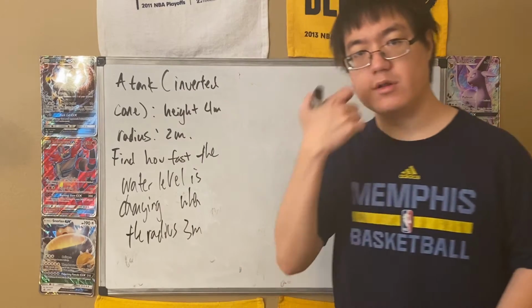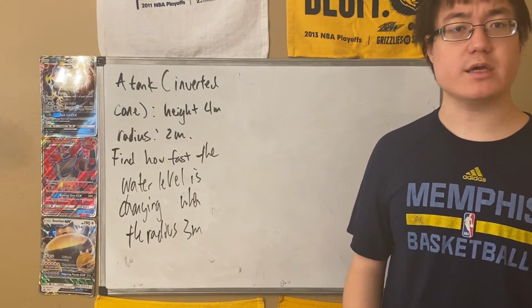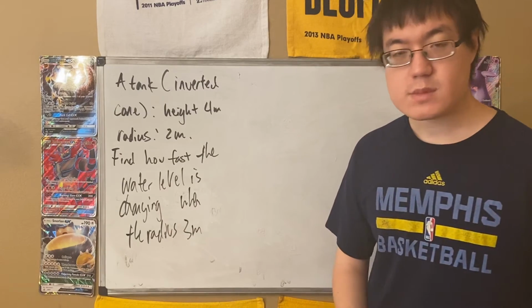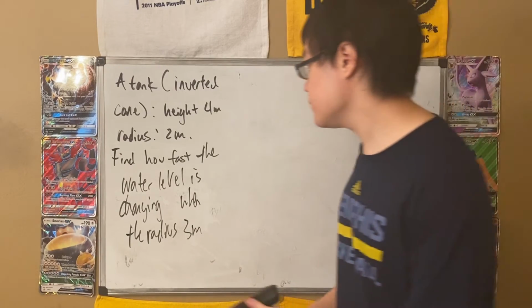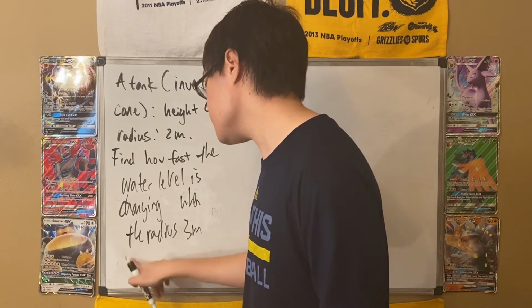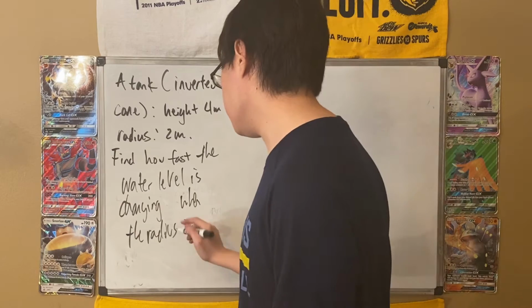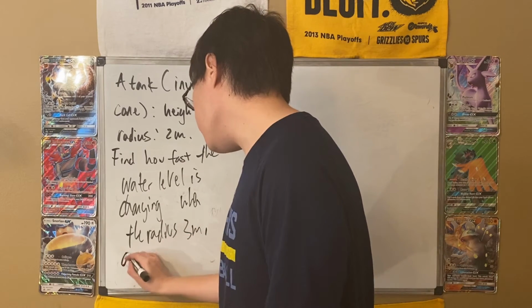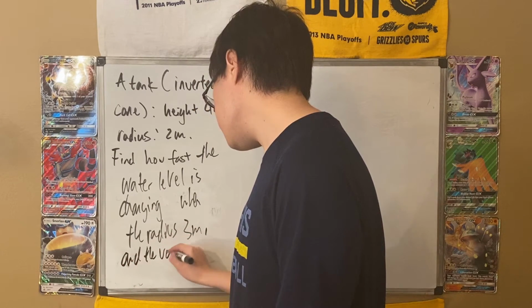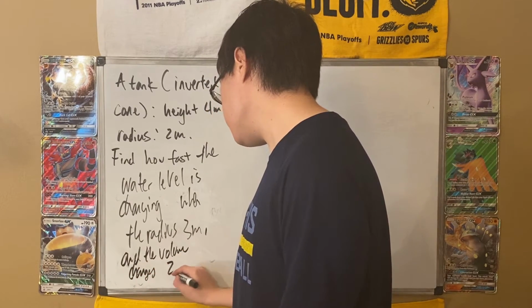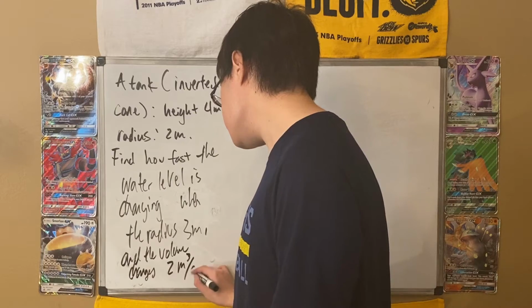And the volume, or the amount of water that is in the tank, is changing at a rate of, let's say, 2 meters per second. Or 2 meters squared per second, or 2 meters cubed per second, actually, because we're dealing with volume. So when the radius is 3 meters and the volume changes consistently at 2 meters cubed per second.